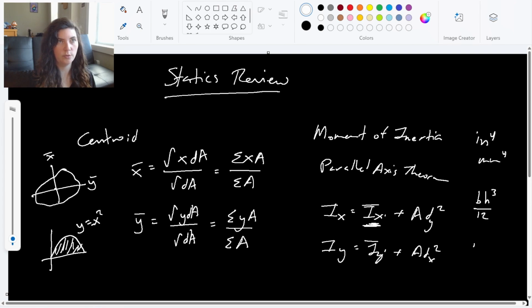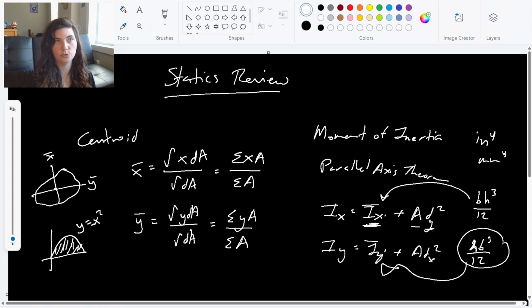And for I y, it is h b cubed over 12 for rectangular bodies, where your A is the area of the body, and then d is the distance from the y-axis to the centroid of the shape, or from the x-axis to the centroid of the shape. So we'll look at a couple of examples using these, but they're going to pop up again and again in this class, so you'll have a lot of practice looking at these things.